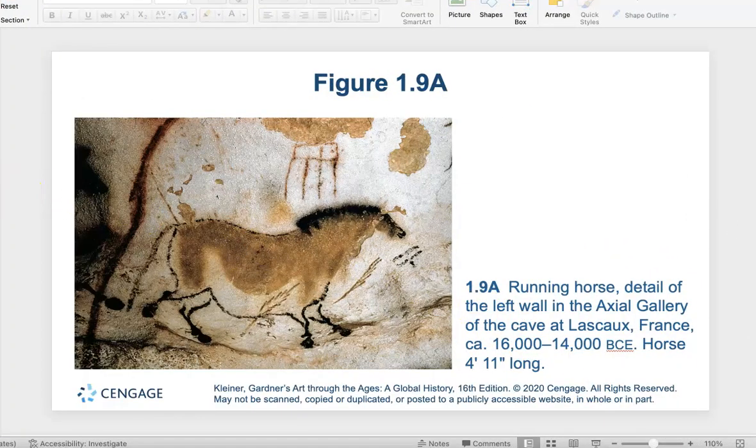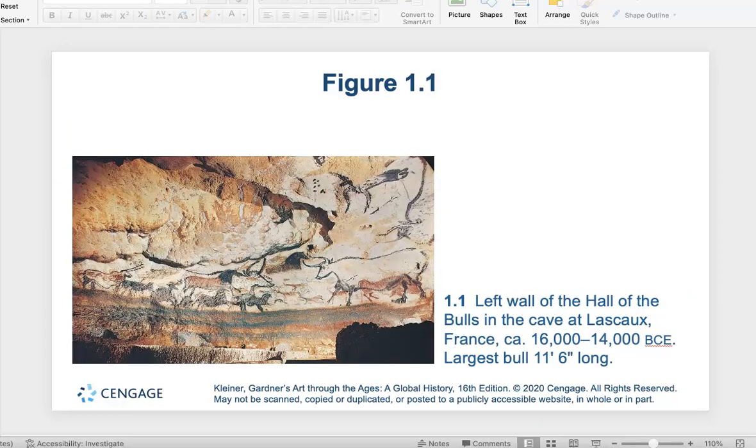I don't know which one of these I'm going to use for my thumbnail. It's going to be one of them. Probably these bulls. It's pretty, in its own way.